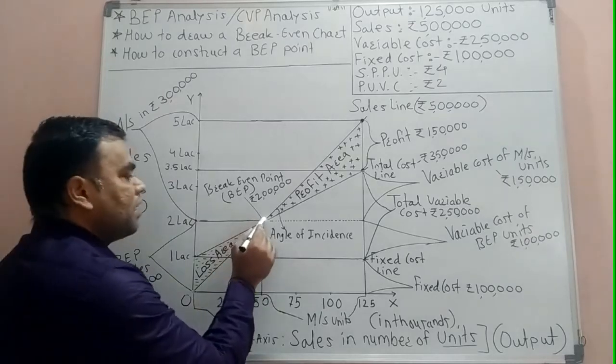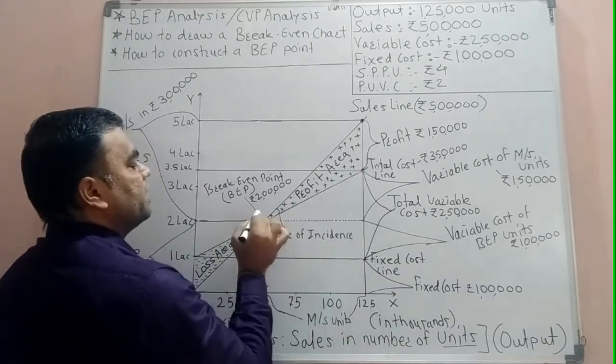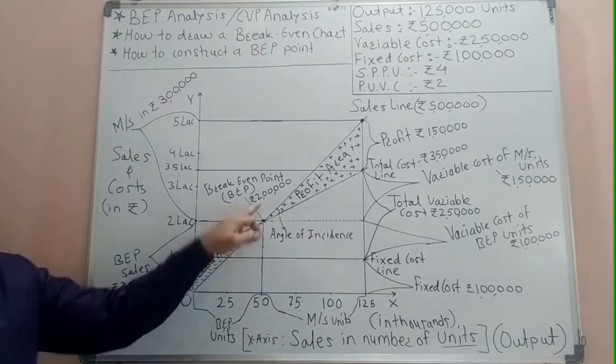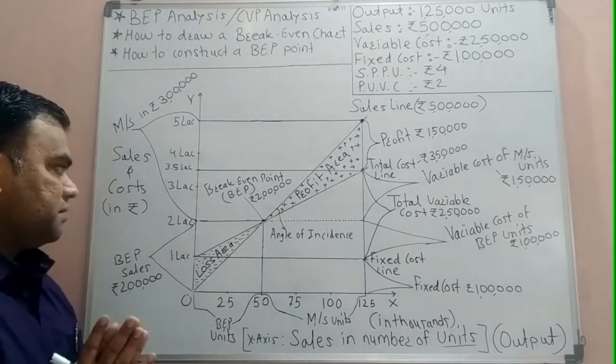That's why the point created by the intersection of the sales line and the total cost line is known as the break even point. And break even sales is rupees 2 lakh.